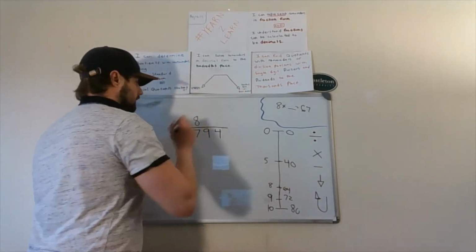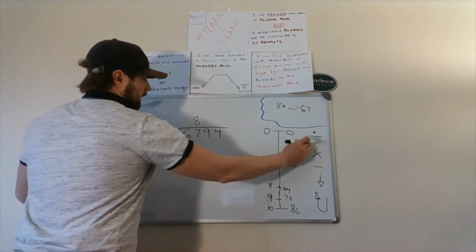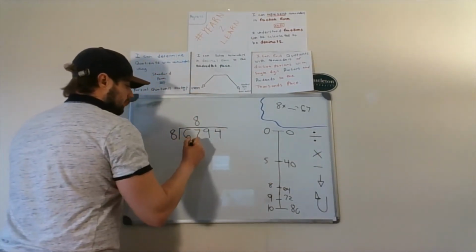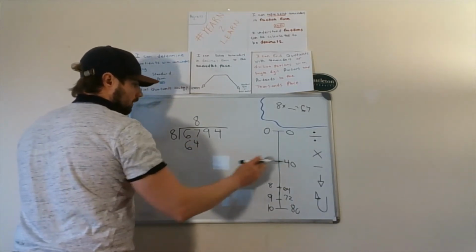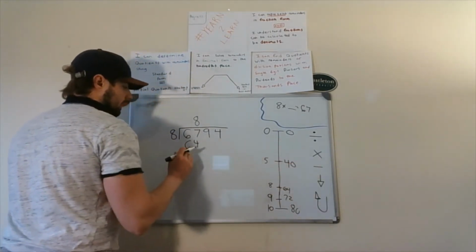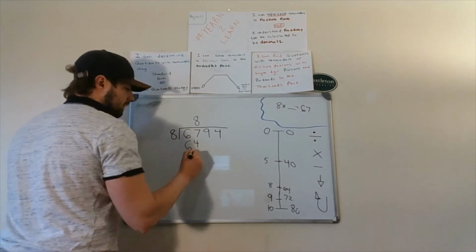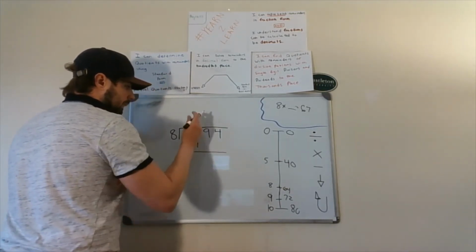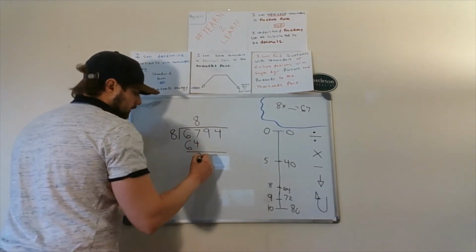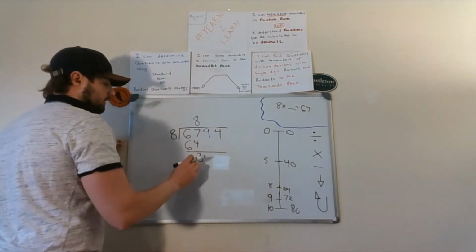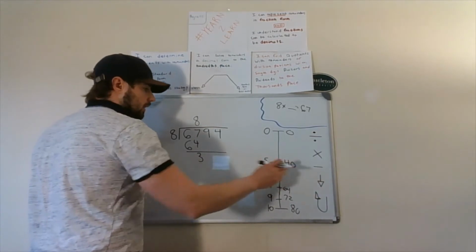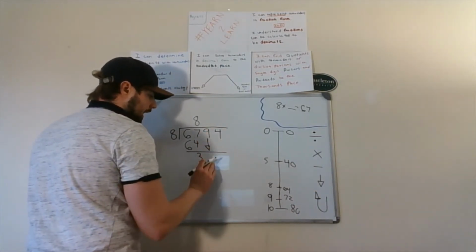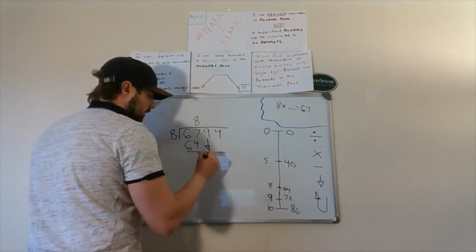So, I divided, now I need to multiply. 8 times 8 is 64. I need to subtract. 67 minus 64. The only thing that's changing is my ones place. It's going to give me a 3. 7 minus 4 is 3. I need to bring down my tens place. That is going to be that 9.